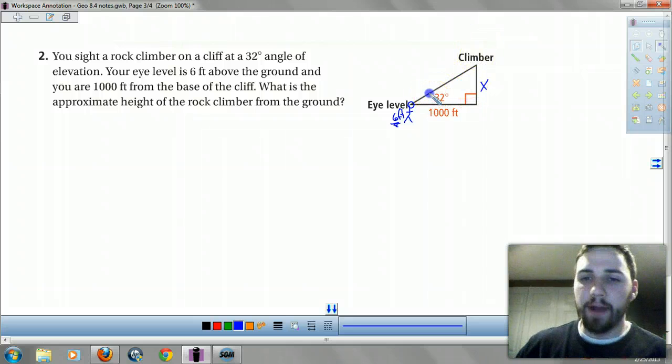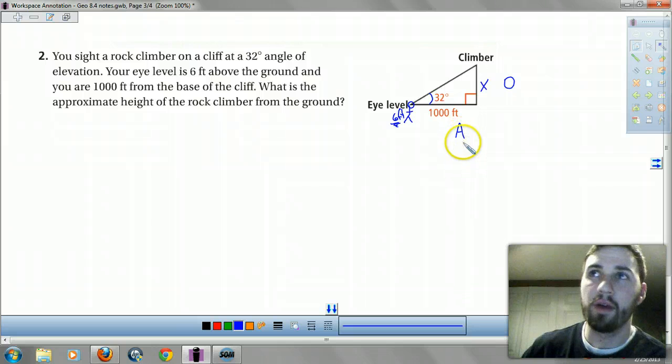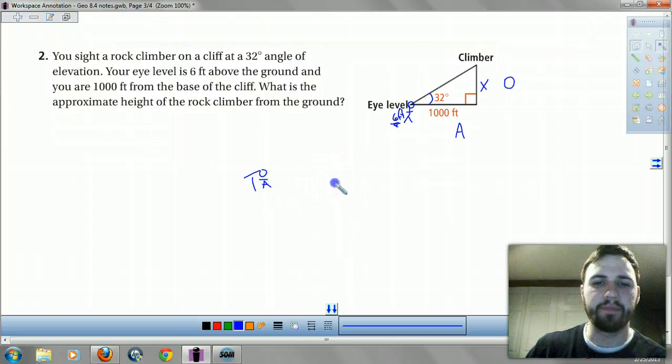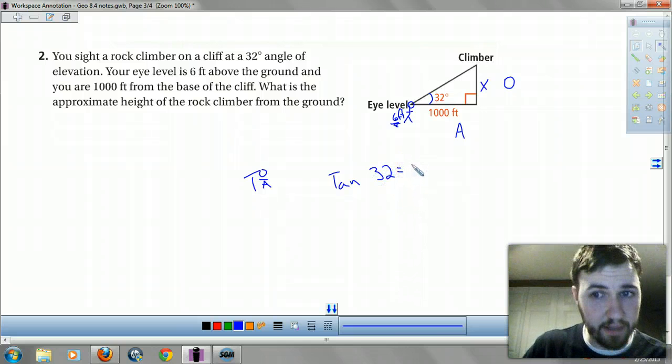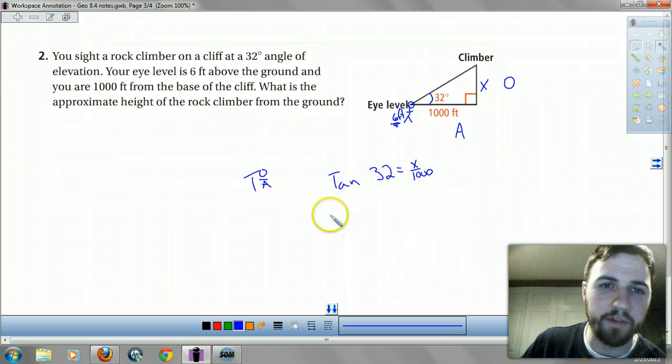So we have an angle, right? And this side's opposite that angle. This side's adjacent. So, TOA. So I'm going to use tangent. So I'm going to set tan of 32 equals my opposite over adjacent. So x over 1,000. Okay. Multiply both sides by 1,000.